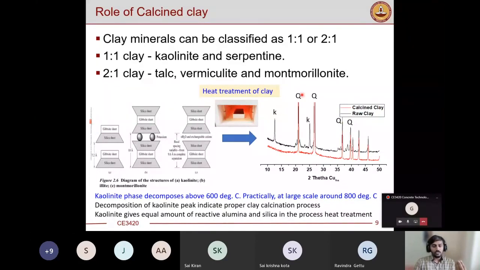Quartz is a crystalline form of silicon oxide which is not reactive, right? So the quartz phase will be present both in your raw clay as well as processed clay. We are not going to disturb that. So we are worried mainly about calcining this kaolinite, which is a clay phase, right? And most importantly, you need to remember, out of the three clays, kaolinite clay gives an equal amount of silica and alumina because of the nature of its crystal structure. Whereas when you use the other two forms of clay, you are going to have a lesser amount of alumina, right?